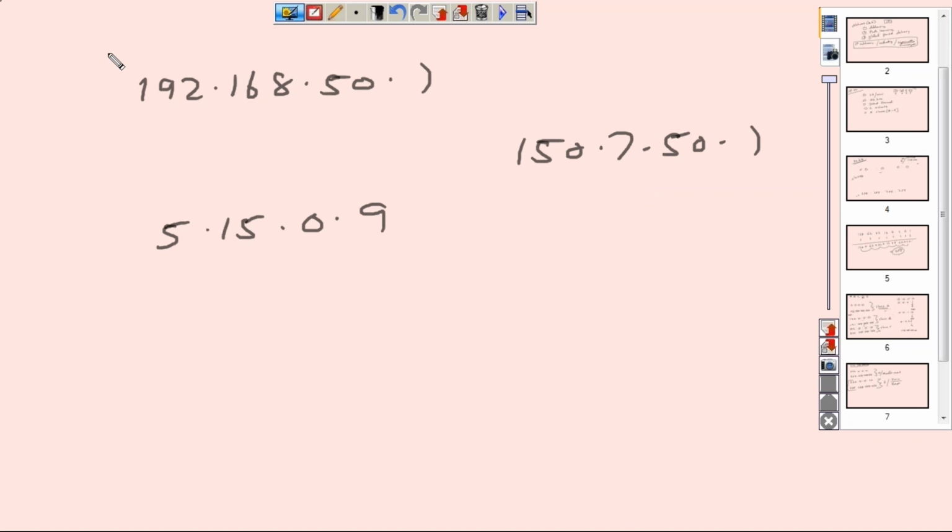All you have to remember is the start and end of each class range. And you only have to worry about the first octet. You're not really concerned with these. As long as you look at the first section, that should be good enough for you to understand.